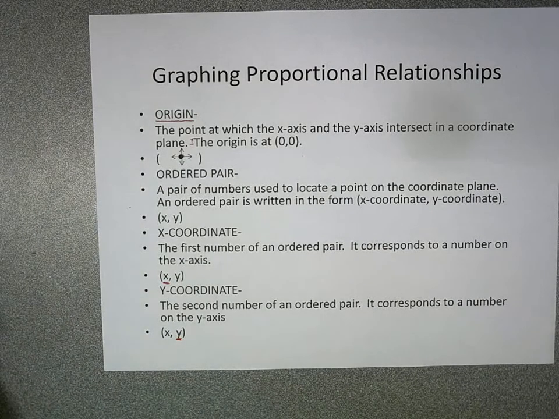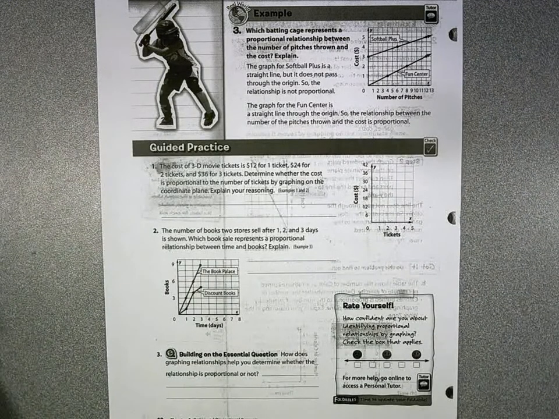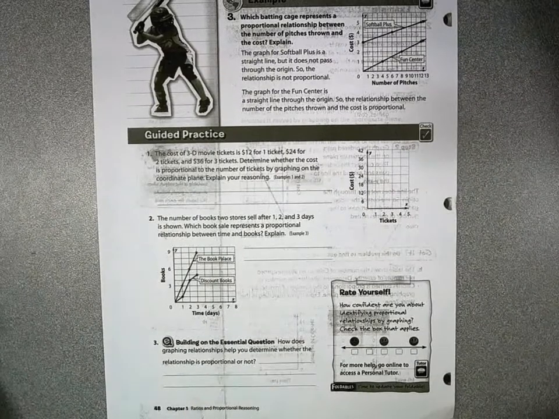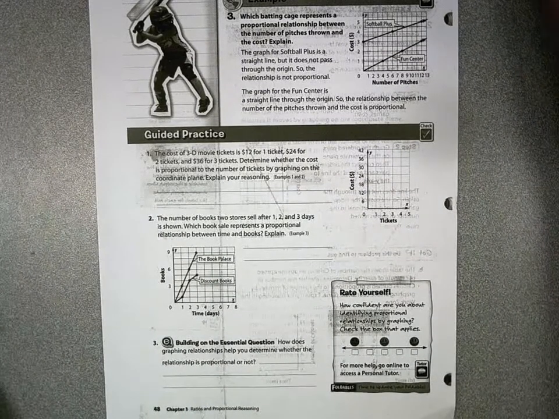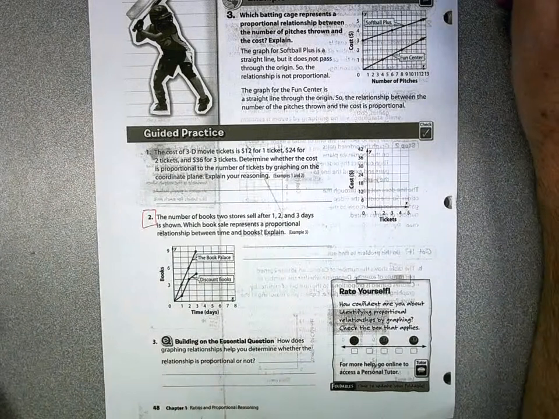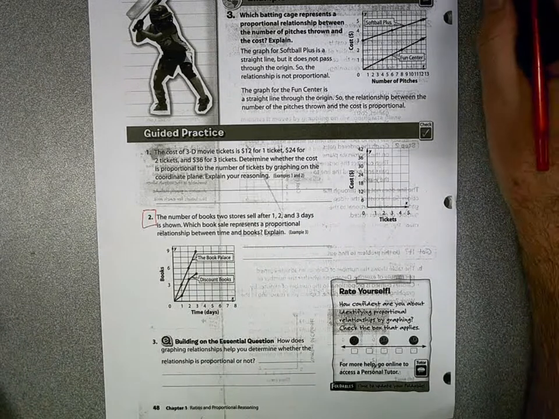So go ahead and grab your book and flip your book over to page 48. Page 48. Okay, on page 48, looking at the guided practice, here's what we're going to do. Let's start at number 2. I know the copy didn't come out very good, but I know that your book page looks a lot better. All right, so here we go.